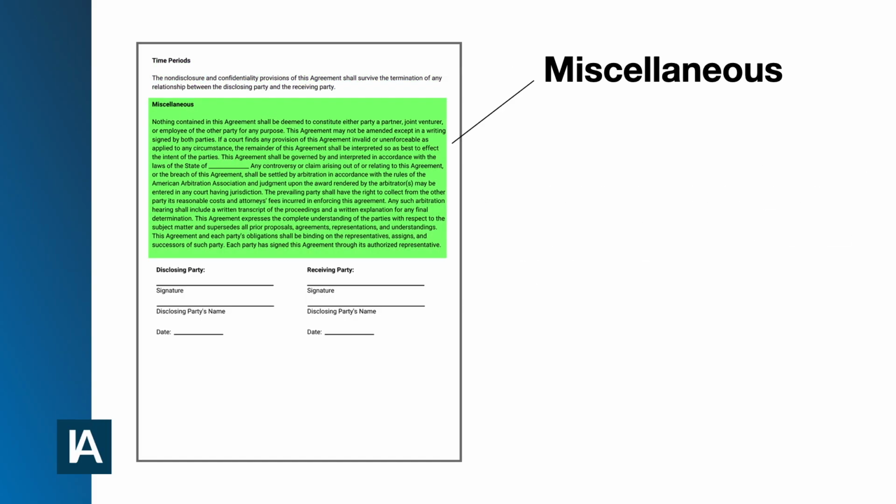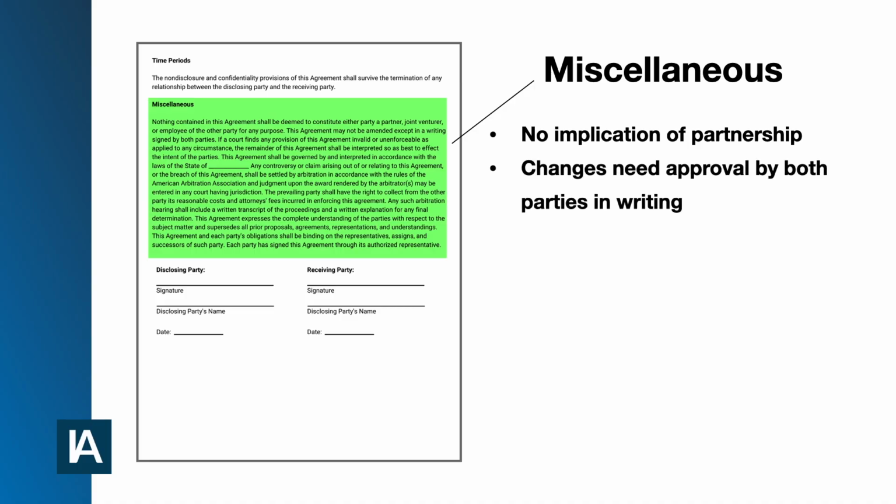So here are some things to note in the miscellaneous section. It states that the NDA does not imply that you and the receiving party are in any way tied together in a partnership. Sometimes vendors will try to claim ownership of your idea because they made suggestions or edits to it. This language makes very clear that it's you, the disclosing party, that is the owner of the idea. It also says that any changes to this agreement need to be approved by both parties in writing. I recommend putting your home state in this blank here that's circled in red, unless you have some legal reason to want your NDA governed by the rules of another state.